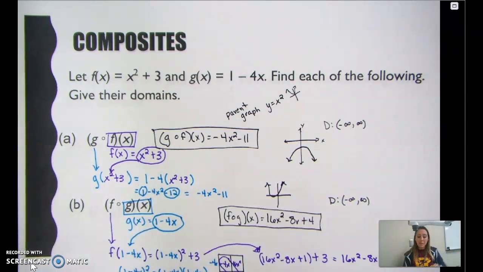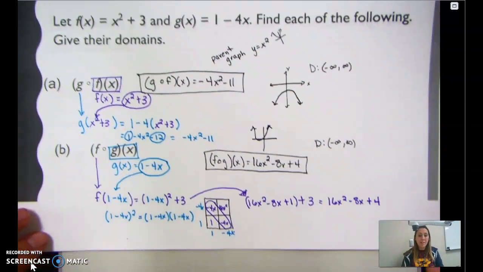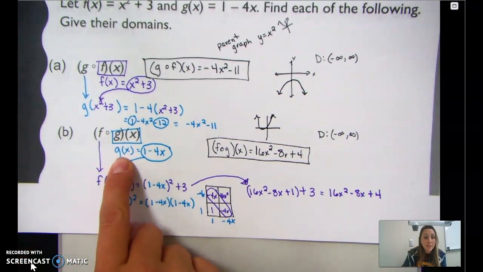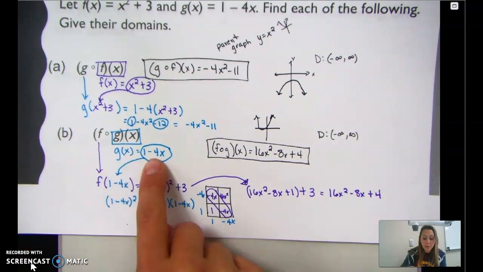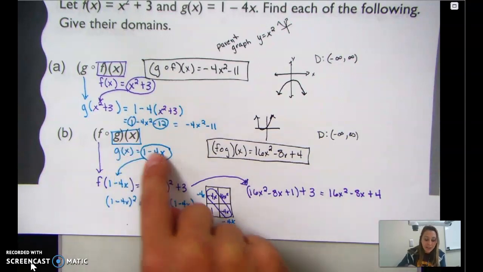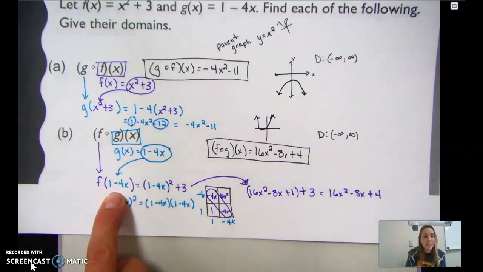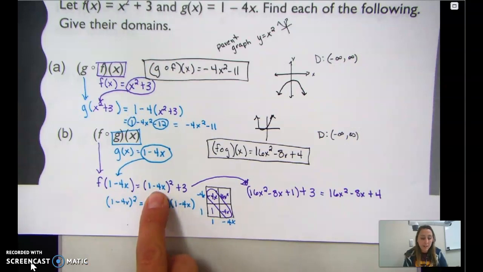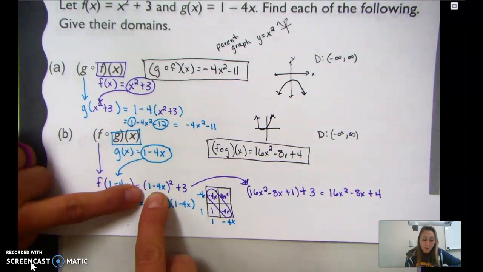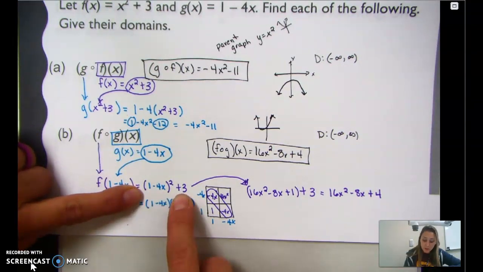Then we do the last one. So now we're going to find f of g of x. So again, I evaluate g of x first because it's closest to the input, which is 1 minus 4x. I take the entirety of that output and I plug it into my f function right here. Now I'm going to find f of 1 minus 4x. So I do that. I plug it in right here.